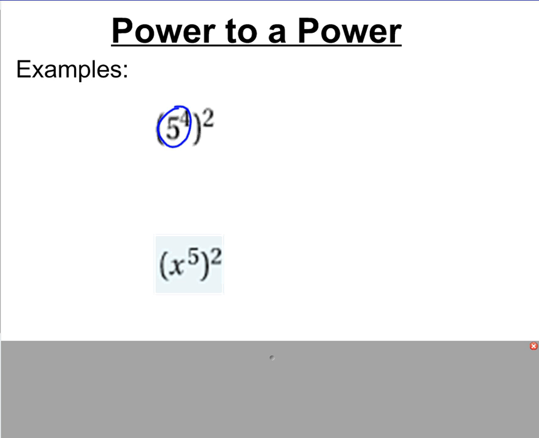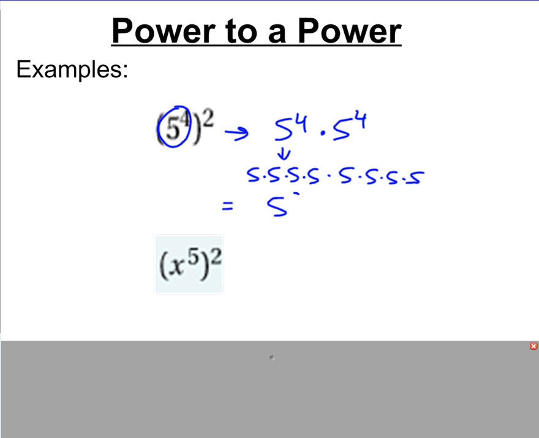So this means 5 to the 4th, 2 times. So we're going to rewrite this as 5 to the 4th times 5 to the 4th. Now we have to expand the 5 to the 4ths. We have 5 times 5 times 5 times 5 times 5 times 5 times 5 times 5. And we said before, if they have the same base, we can add the exponents. So we get 8. And this actually would be 5 to the 8th, 1, 2, 3, 4, 5, 6, 7, 8. And that would be our answer.